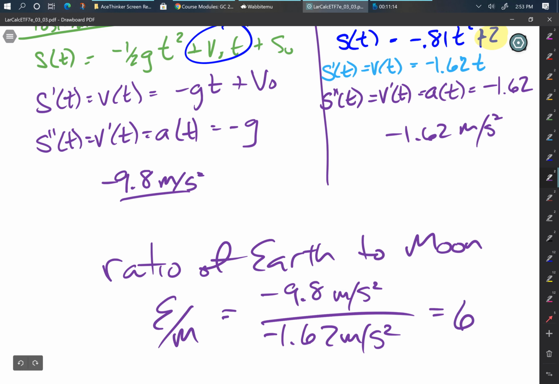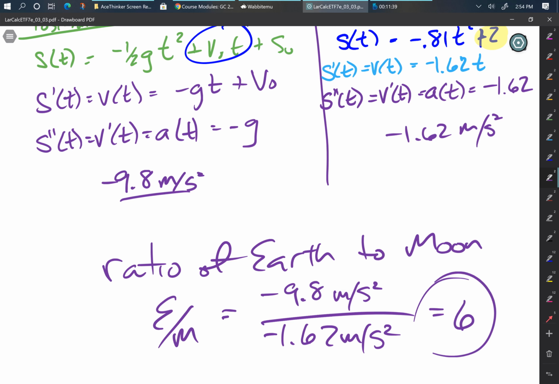And so what does that mean? Well, it means that the acceleration due to gravity on the Earth is about 6 times as great as the acceleration due to gravity on the Moon, because the ratio of the two is about 6. It's 6.04 and change, so we'll call it 6. So on Earth, gravity is about 6 times as strong as it is on the Moon.